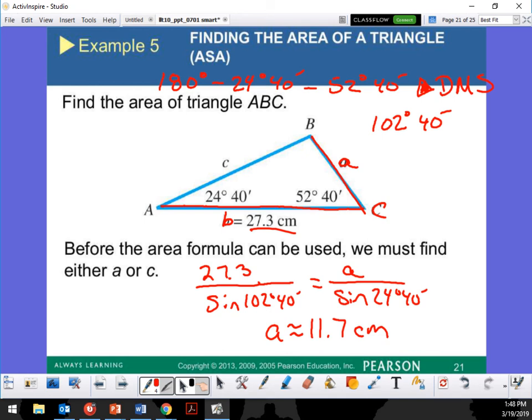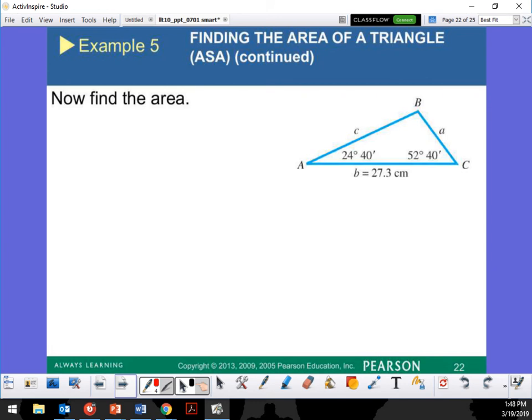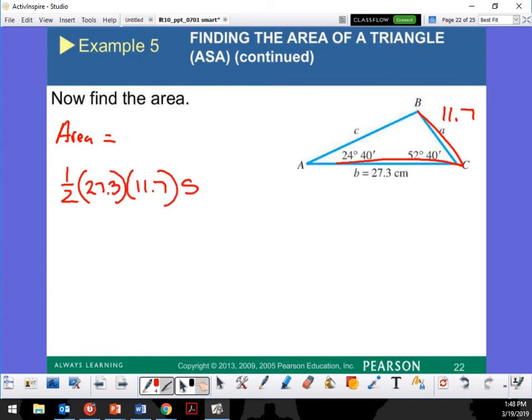So now that we have that, do I now have SAS? Yes. Okay. So I have SAS for angle C. I'm going to trace it over. I have my side, angle, side. So now my area is equal to 1/2 times 27.3 times 11.7 times sine of angle C, which is 52 degrees, 40 minutes.